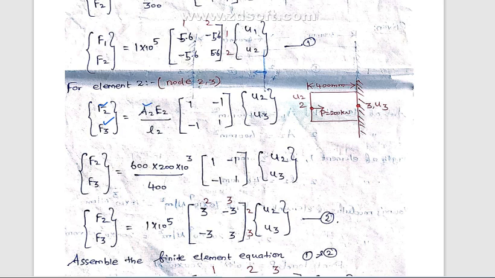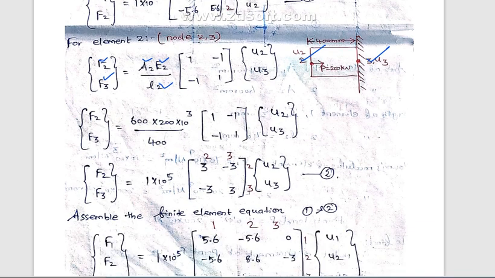For element 2, the area is A2, the Young's modulus is E2, and the length is L2. So you have A2, E2 by L2, times the matrix 1 minus 1, minus 1 1. Element 2 is located between nodal point 2 and nodal point 3, therefore the displacements for element 2 are U2 and U3.